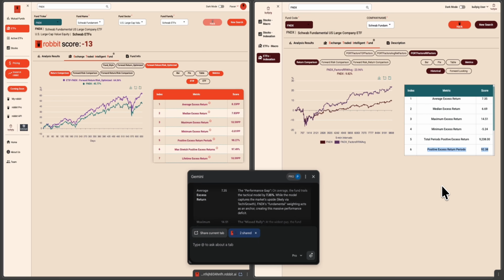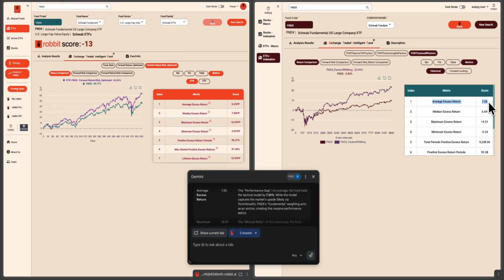Average excess return, 7.35. The performance gap. On average, the fund trails the tactical model by 7.35%. While the model captures the market's upside, likely via tech/growth, FNDX's fundamental weighting acts as an anchor, creating this massive performance deficit. Maximum excess return, 14.51. The missed rally. At the widest gap, the fund missed out on 14.51% of gains compared to the model. This typically occurs during strong market rallies where value stocks, which FNDX holds, get left behind by growth sectors.